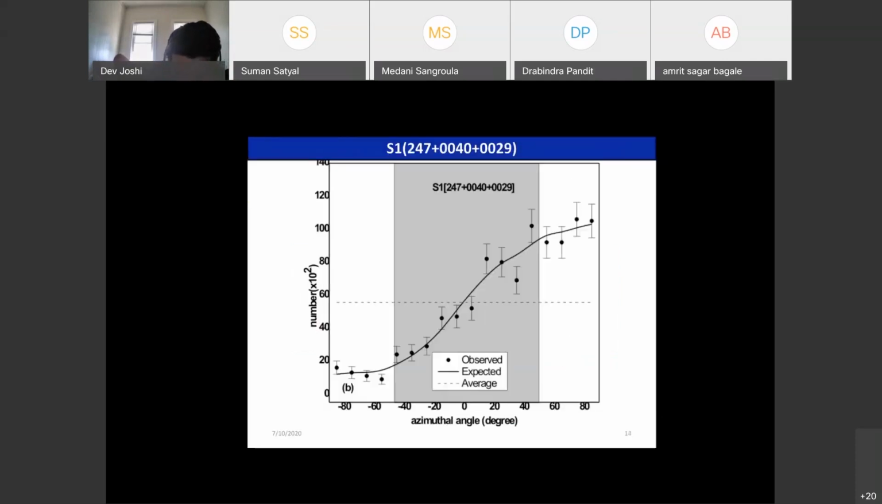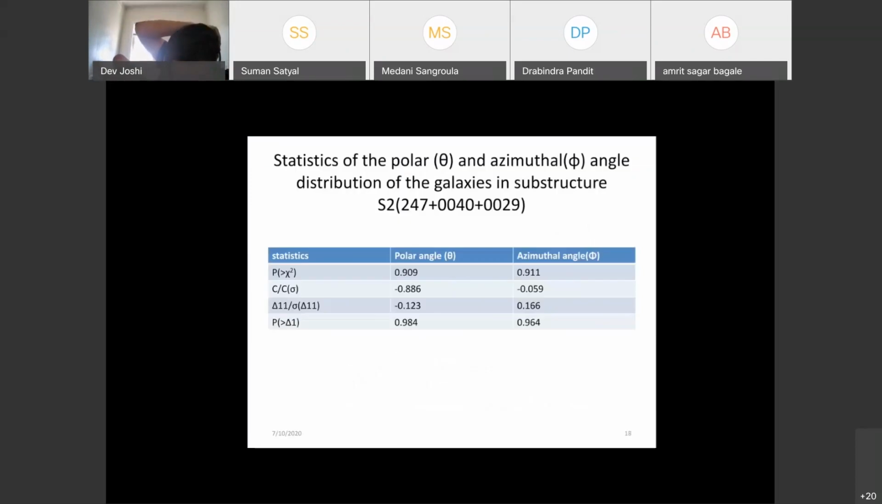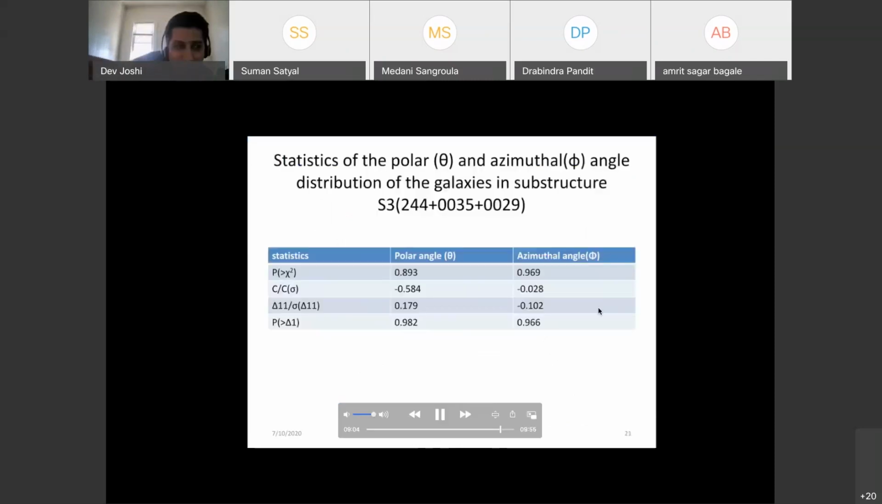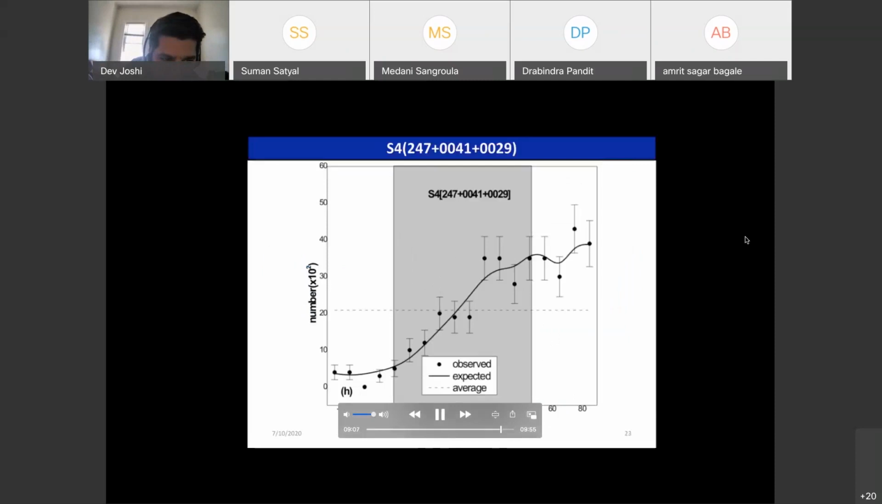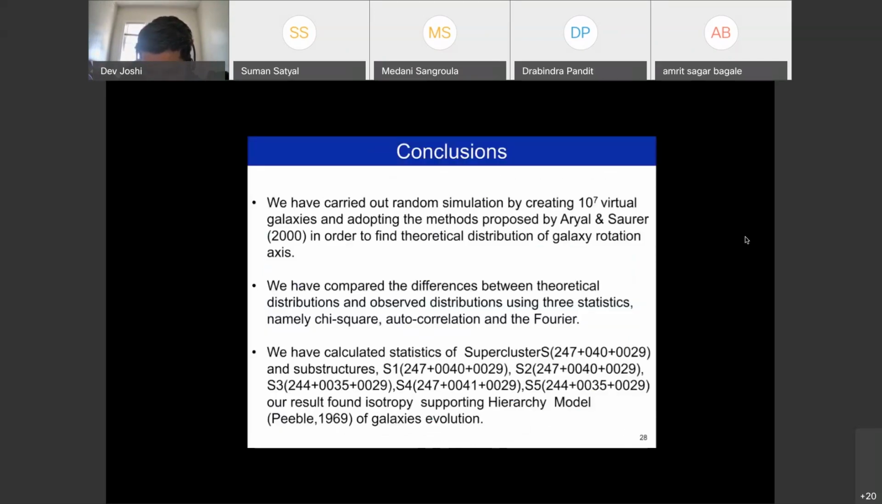Similarly, we can explain the substructures, but due to time constraints I directly move to the conclusion. My main conclusion of the talk is that we have to calculate statistics of the supercluster and their 5 substructures. Our result found isotropy, supporting the hierarchy model of galaxy evolution as proposed by Peebles in 1969.